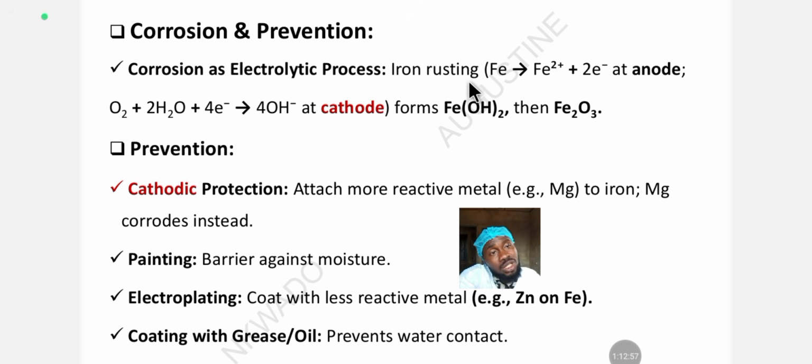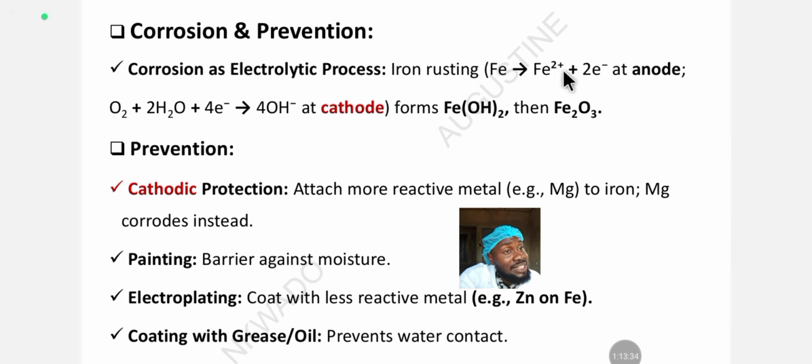Now let's look at what happens during iron rusting. Iron metal rusts and forms what kind of ion? Ferrous ion is formed, which is iron(II). Iron(II) ion is formed at the anode.